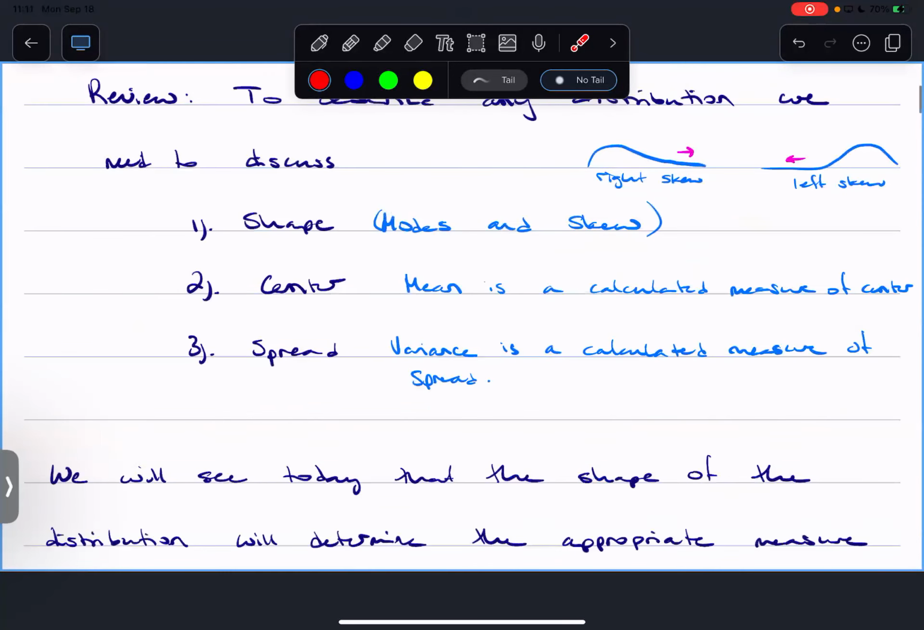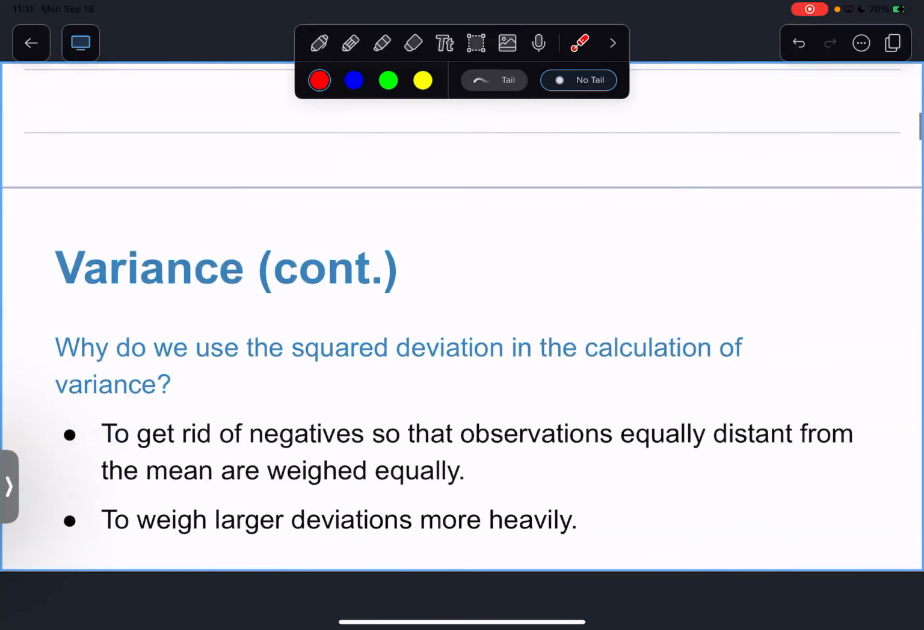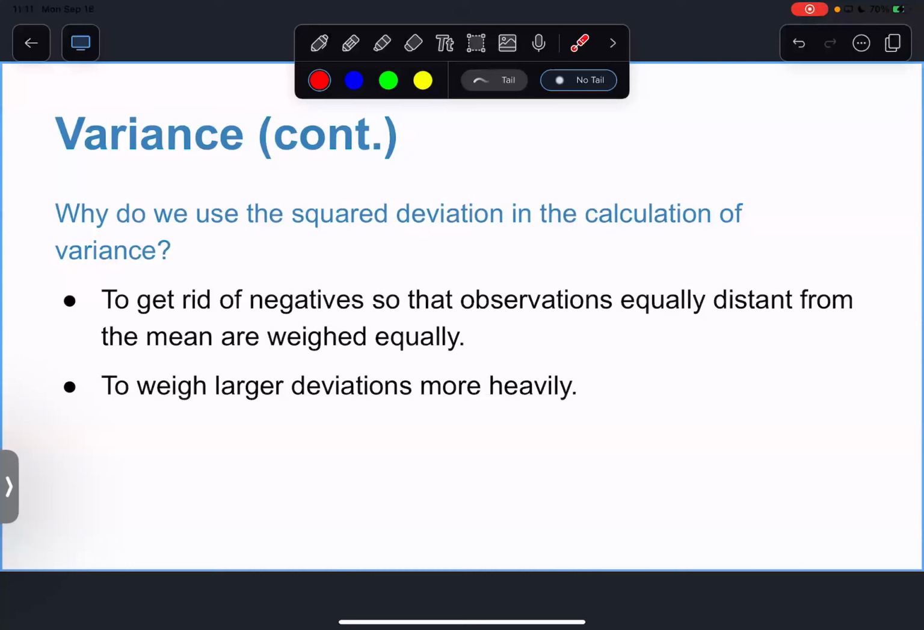Maybe you guys think about squares all the time, I don't know. So the question is, why would we use the squares? Well, there's the obvious, right? Making it positive, something like that. So that's the number one reason, okay?